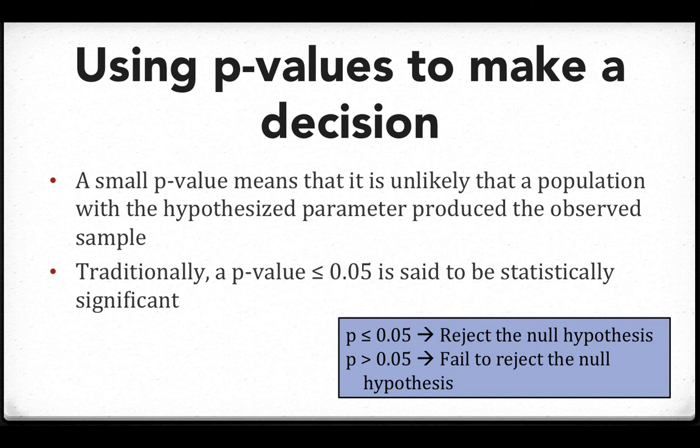If your p-value is greater than 0.05, then you fail to reject the null hypothesis. Your results are not statistically significant, and there is not evidence of a difference in the population. Note that when we fail to reject the null hypothesis, this does not mean that the null hypothesis is true. It only means that we do not have enough evidence to reject it.